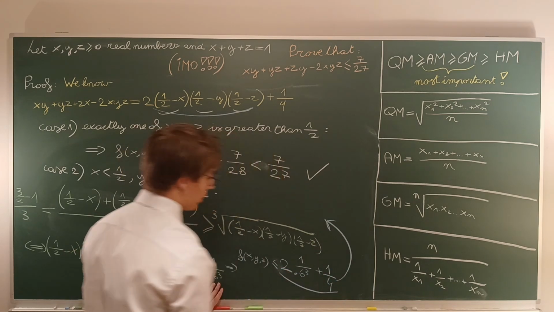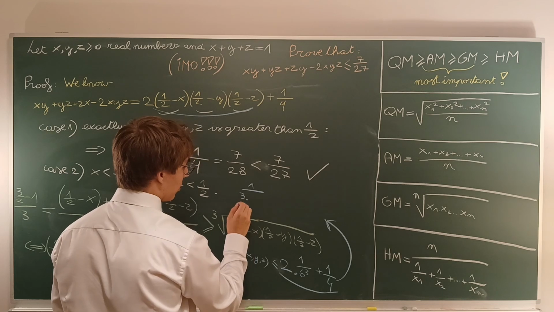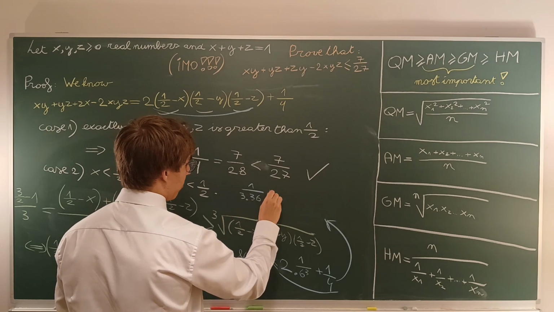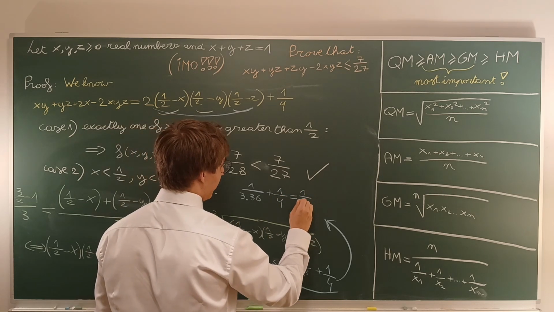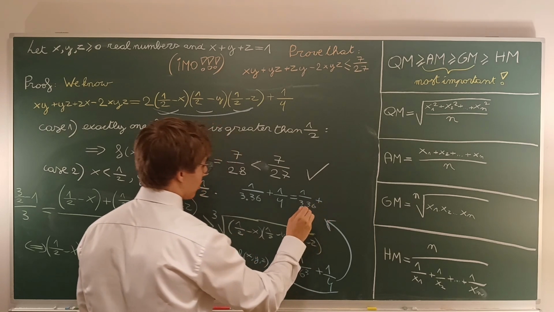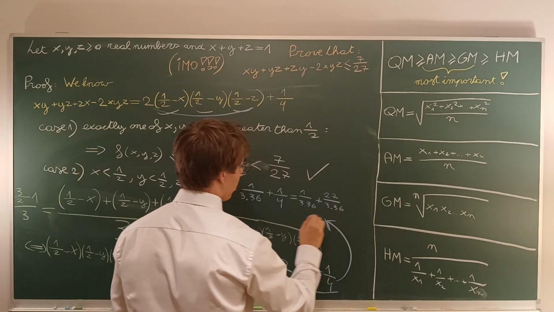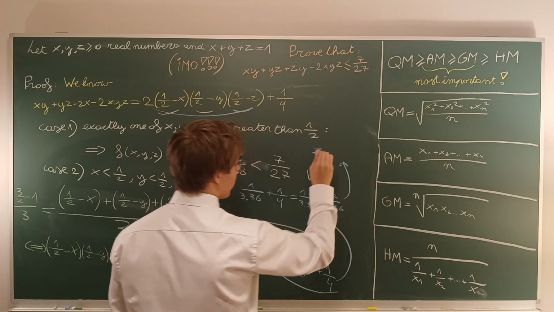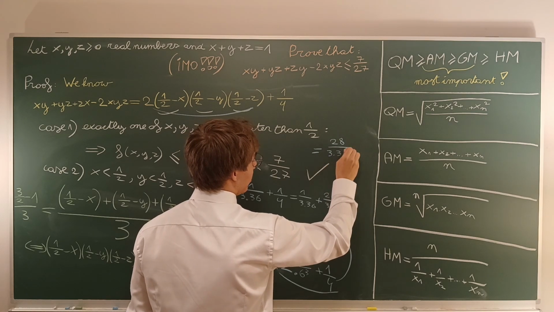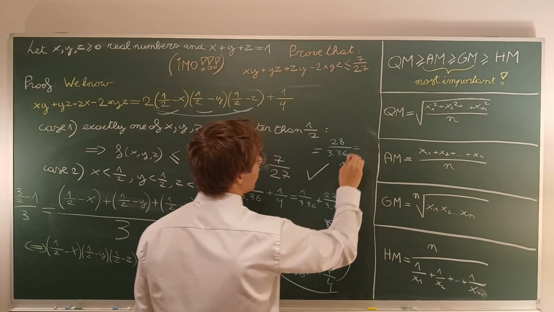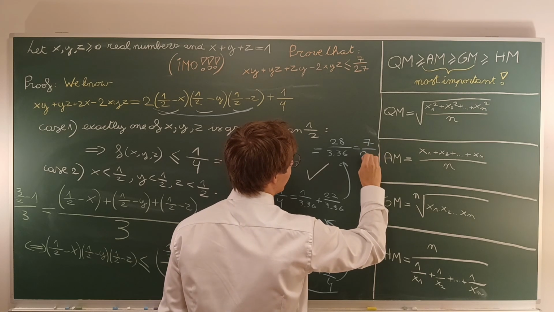Now let's calculate this expression. That is exactly 1 over 3 times 36 plus 1 over 4, which is 1 over 3 times 36 plus 27 over 3 times 36, which is 28 over 3 times 36, which is, if we divide both sides by 4, 7 over 27.